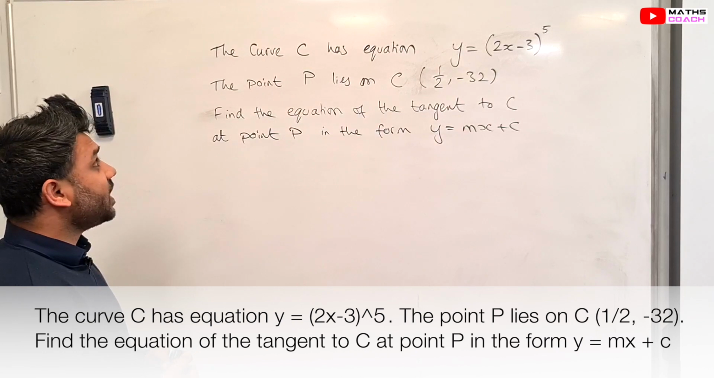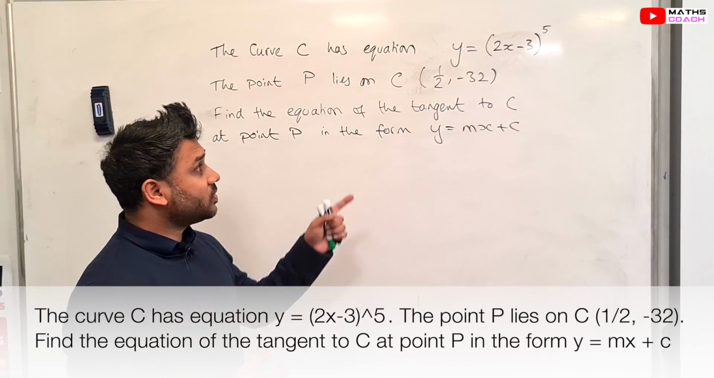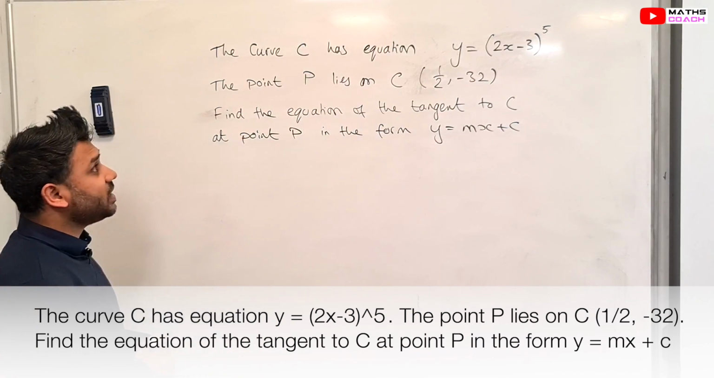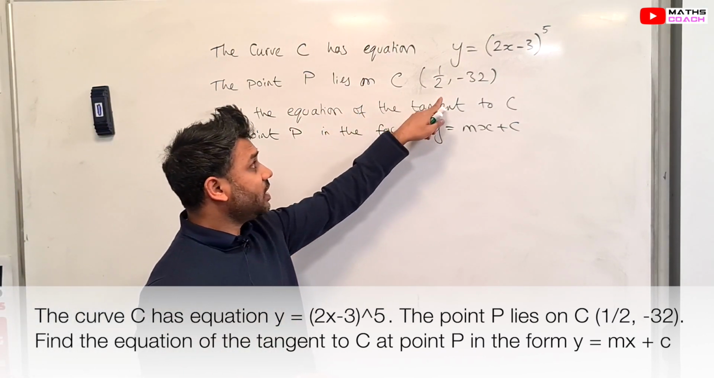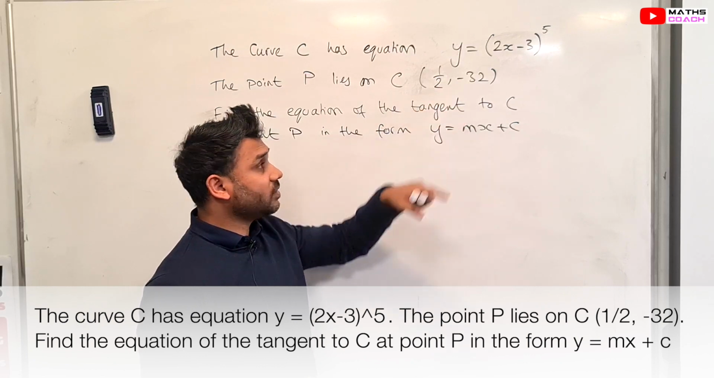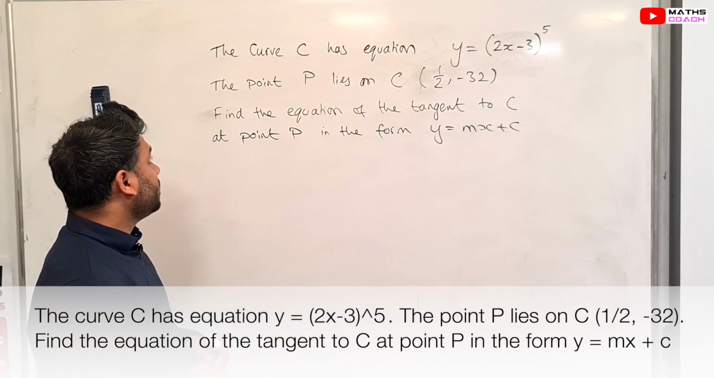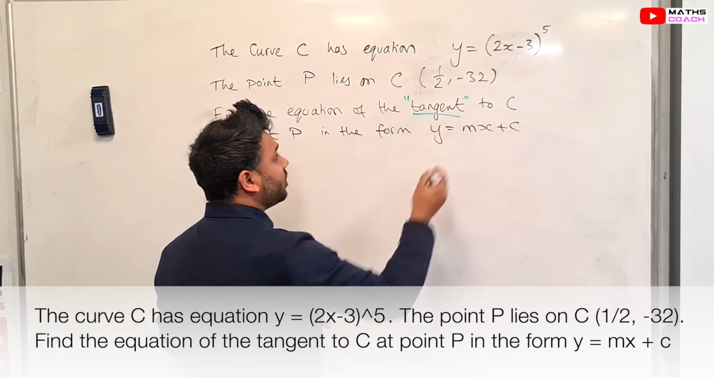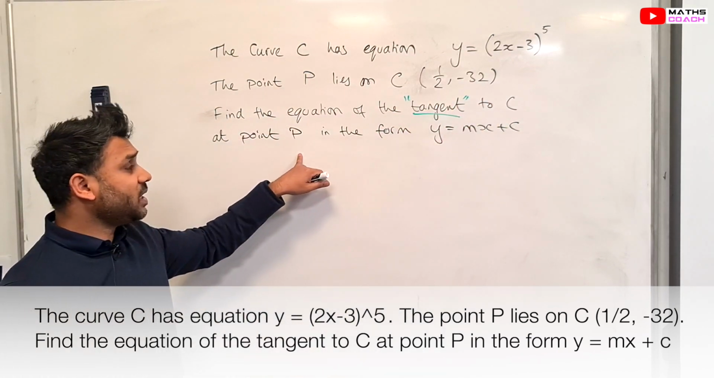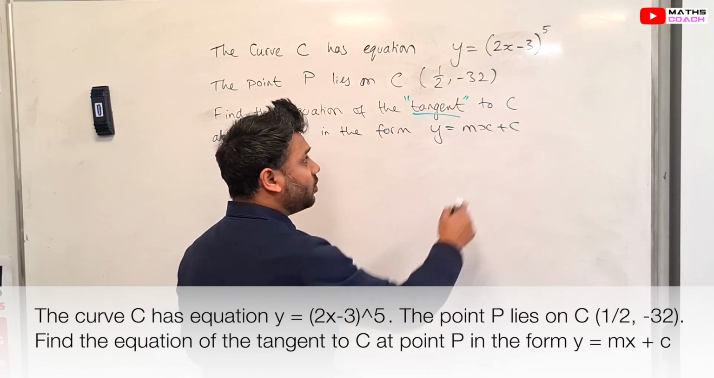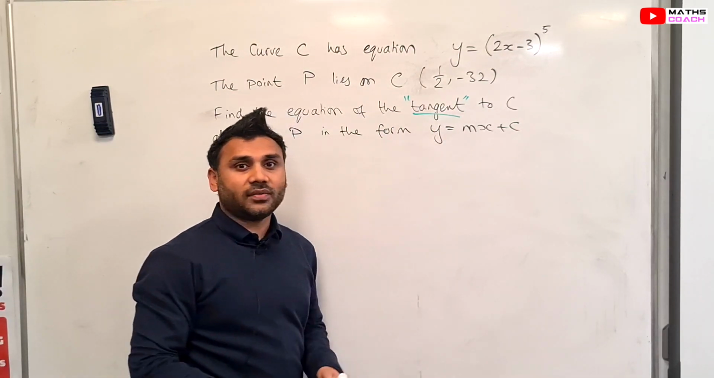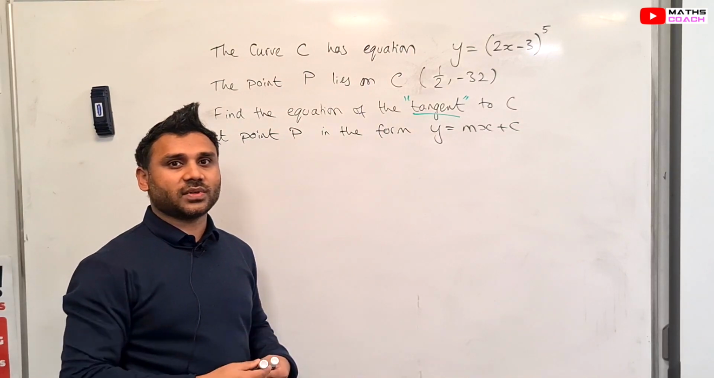The curve C has equation y equals 2x minus 3, all to the power of 5. The point P lies on the curve C, which has a coordinate of a half, comma, minus 32. Find the equation of the tangent to the curve C at the point P and give your answer in the form y equals mx plus c. Obviously, it's a straight line graph, so you need to have the equation of the straight line.